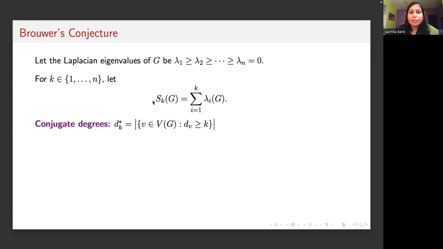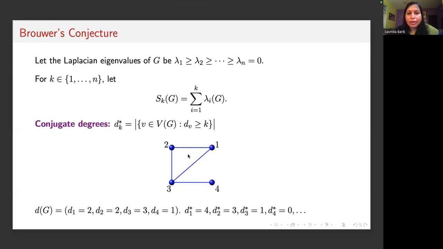And let us define this sum, the sum of the largest k eigenvalues. If I'm taking S_k(G), then it's the sum of the largest k eigenvalues. So S_1(G) is basically lambda 1. S_2(G) is lambda 1 plus lambda 2, that is the largest two eigenvalues. Like this, it's defined. And the conjugate degrees: when you know that the degrees are d1, d2, ..., dn, the conjugate degrees are defined like this. dk star is the number of vertices with degree greater than or equal to k. So that is the conjugate degree of dk.